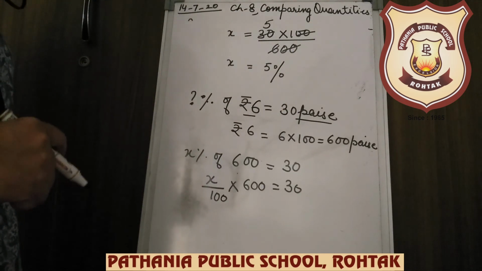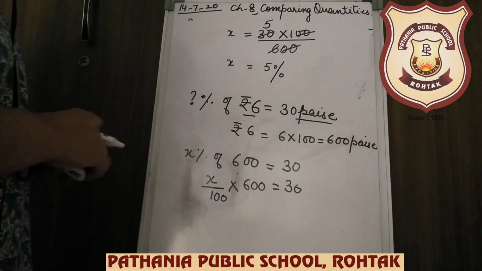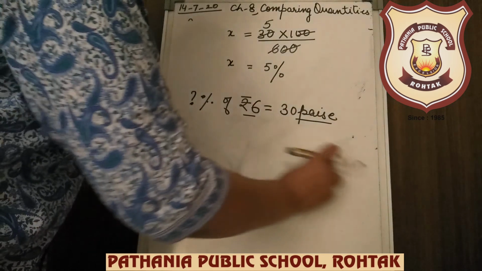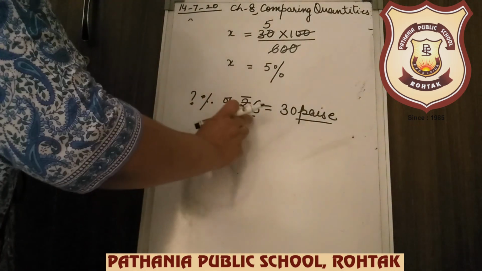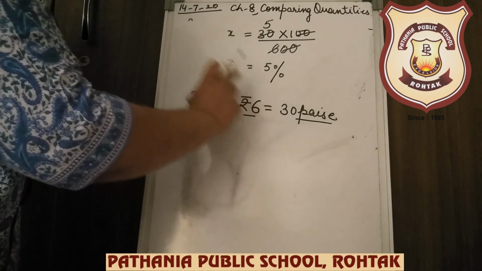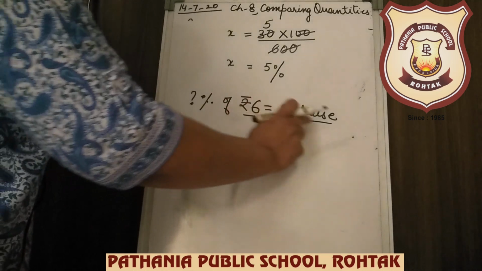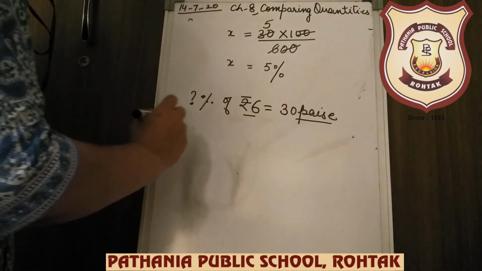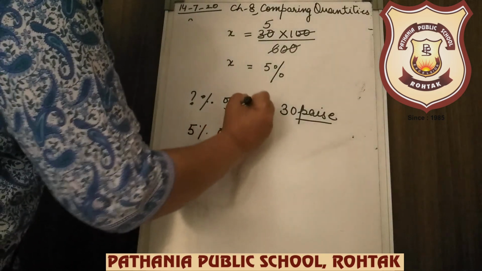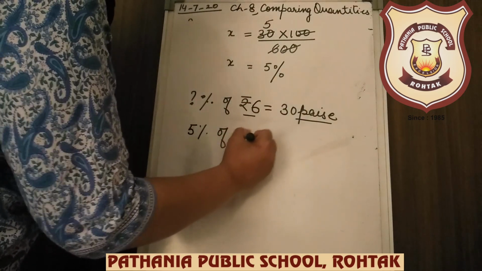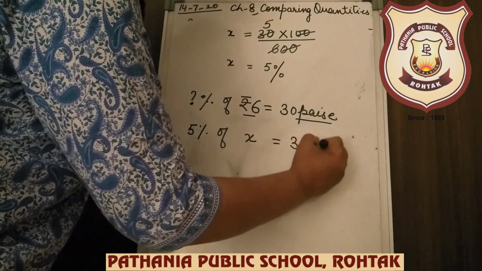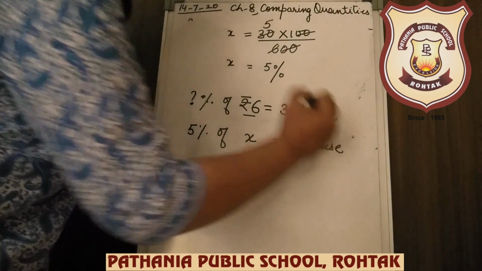Clear? Then from this very statement, I will tell you how to find out the total now. 6, that is the total money. Total money: 5% of this total is 30 paisa. Now you have 5% with you. You don't know the total, I'll take this as x. This is equal to 30 paisa.